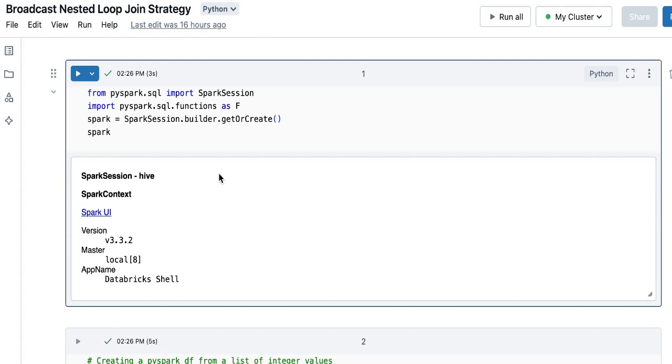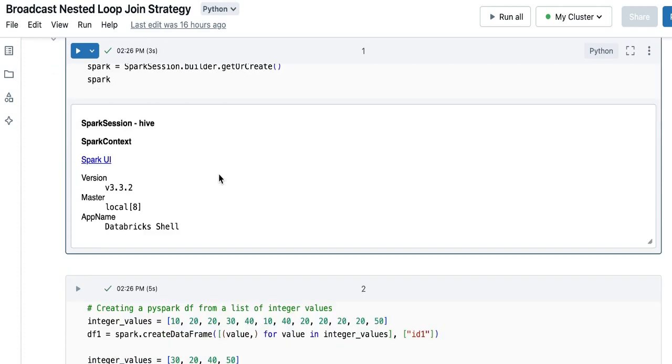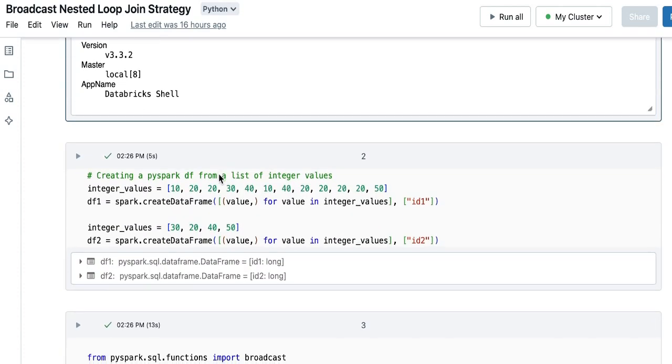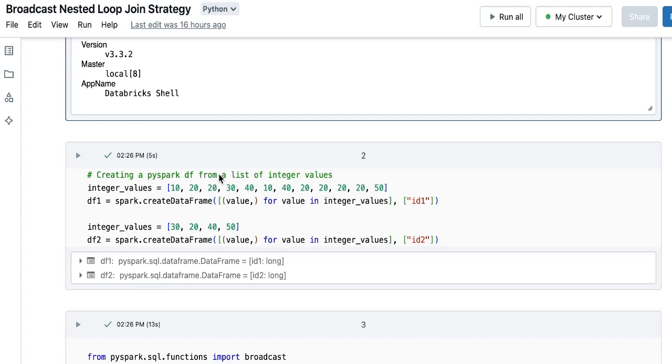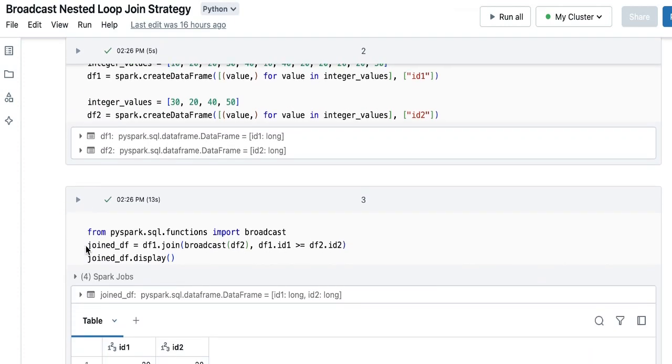Here is my Spark session which is up and running. I am using the same data frame that we used in the previous exercises. We have 2 data frames with one ID column. In the join condition, I am using the hint as broadcast. And in order to join the column, I am using a non-eq join. Here I am using a greater than or equal to in the join condition.